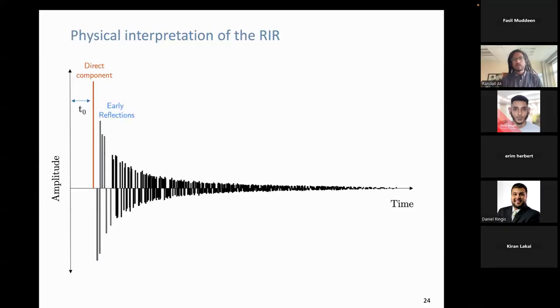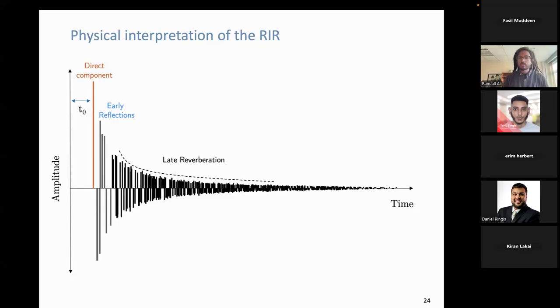Then after that, we have what's called early reflections. These are main reflections from a wall, a ceiling or the floor. And these are sparse, meaning they're not compact and densely located, but occur at sparse intervals in time. And that's really important for the particular sound of a room.